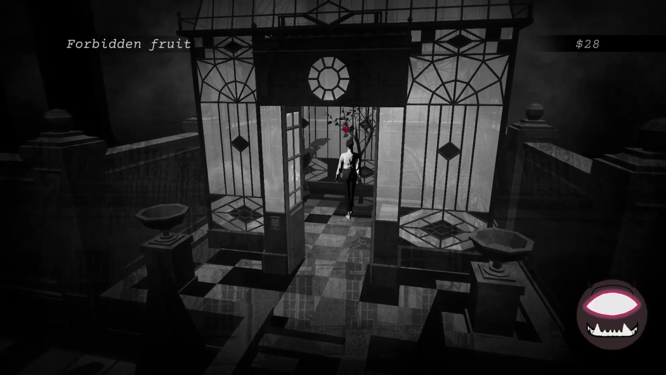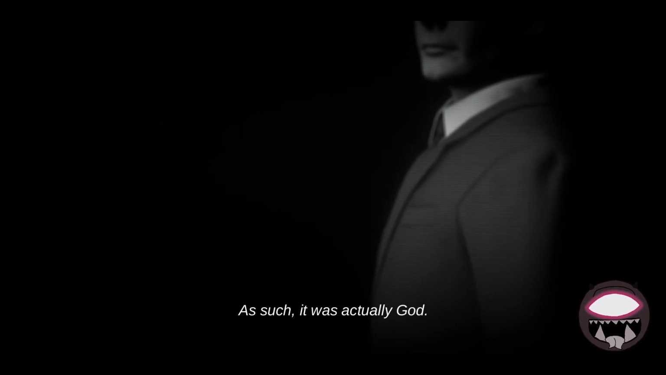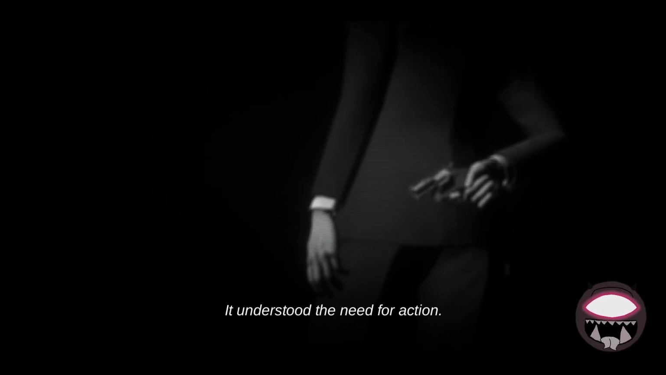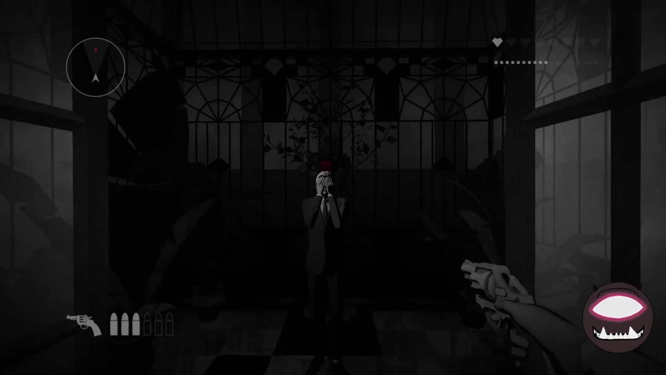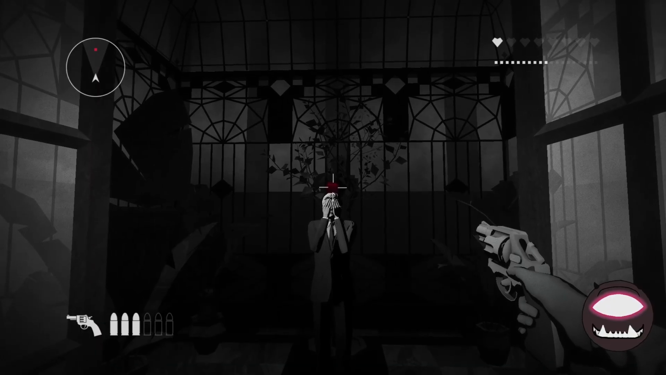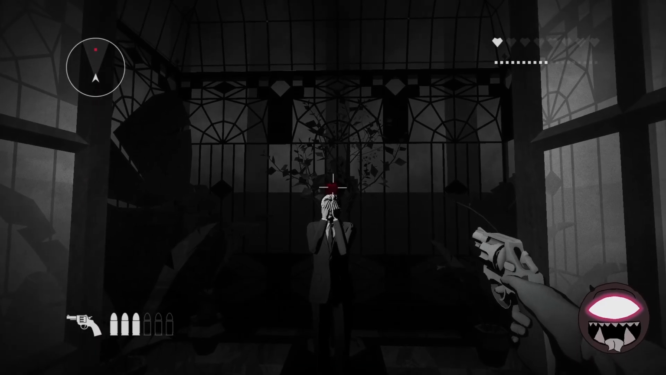Yay! Forbidden fruit. A biblical reference. Good idea, Signorina. The first entertainer in Eden was the snake. As such, it was actually God. It is understood the need for action. And isn't that why you came here? You want action and violence. Go ahead. Take it. Now, let's play a real game. I can't actually move my controller.